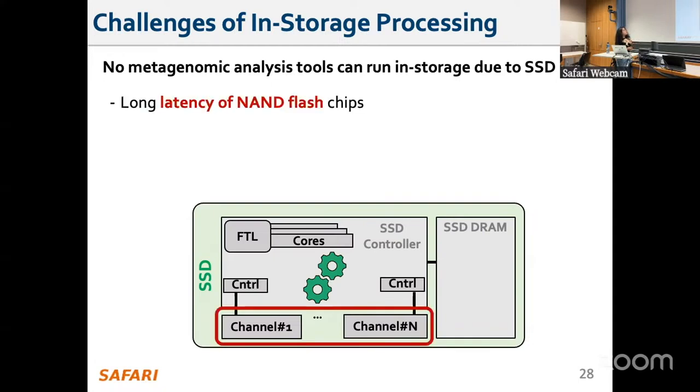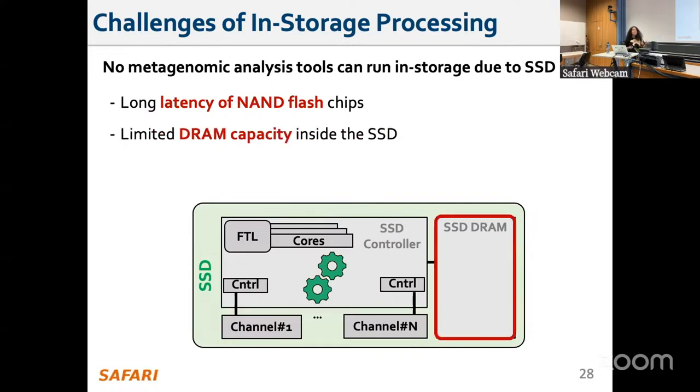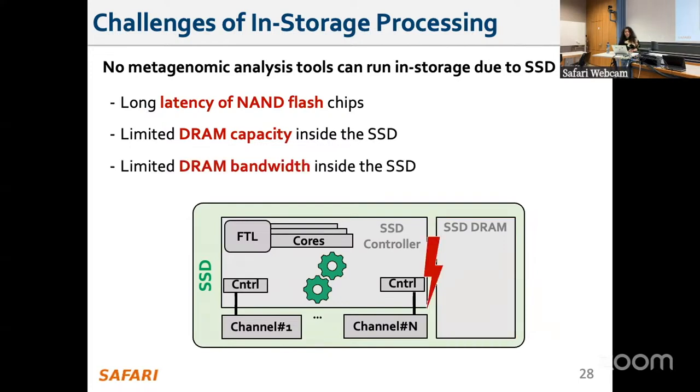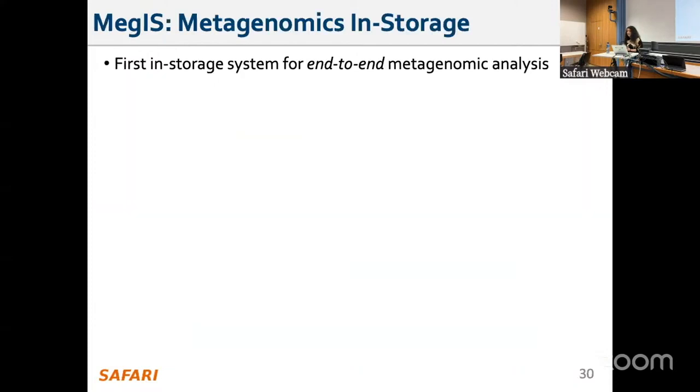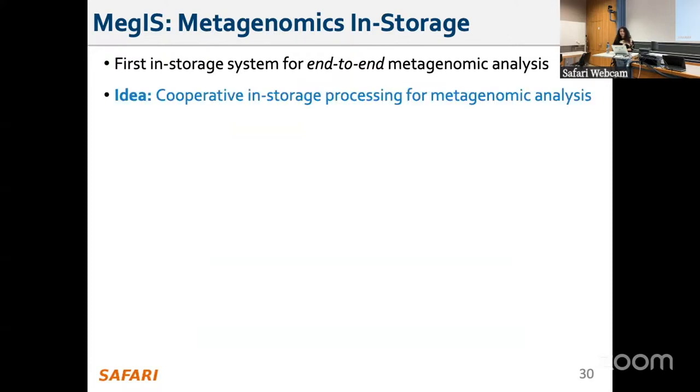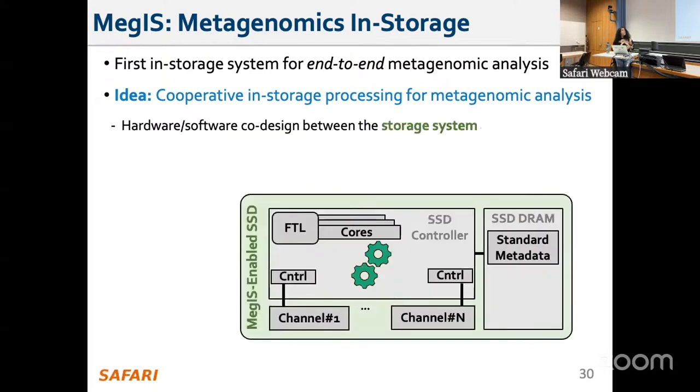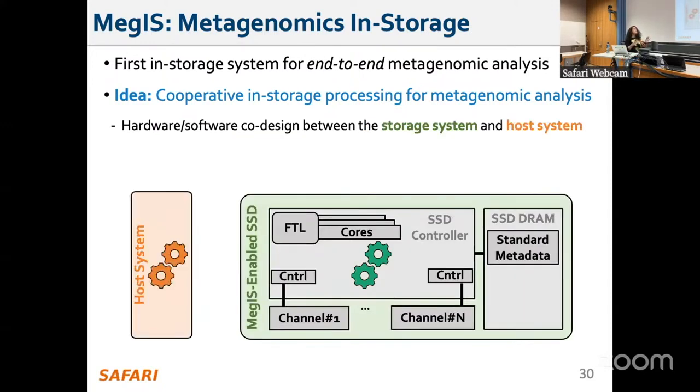The latency of NAND flash chips is very large, the DRAM capacity inside a modern SSD is typically very small, and its bandwidth is also limited. By addressing these challenges in our work, we propose MegIS. MegIS is the first in-storage processing system for end-to-end metagenomic analysis. A key idea of MegIS is to do cooperative in-storage processing for metagenomic analysis, which is based on hardware-software co-design between the storage system and the host system. We want to efficiently leverage the best of both worlds to be able to perform end-to-end metagenomic analysis.